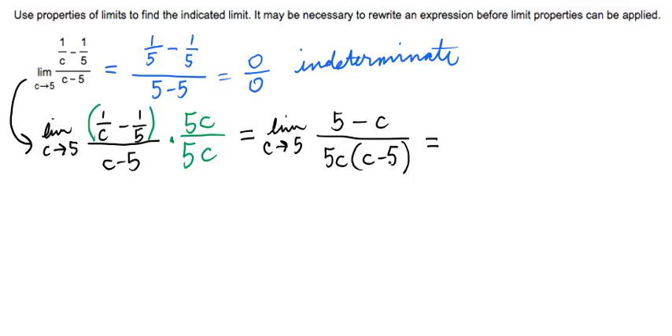Now these two factors are pretty similar, 5 minus c and c minus 5, but unfortunately we cannot cancel them yet because they're not exactly the same. But because they're opposites, 5 minus c and c minus 5, the terms are in opposite orders, we can make them the same by factoring out a negative from one of them.